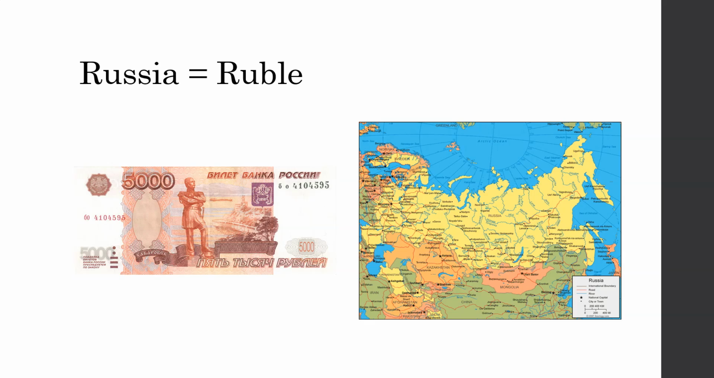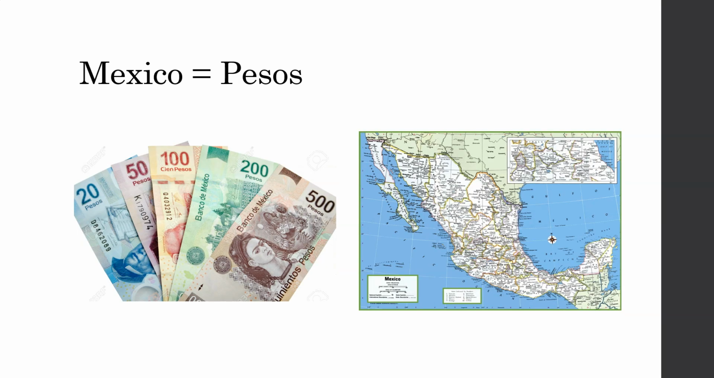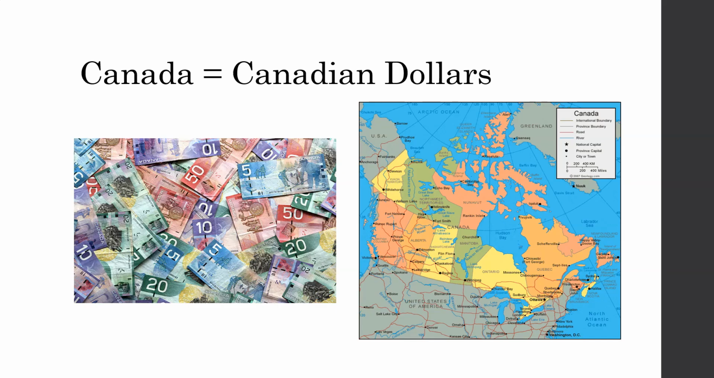You have the Russian rubles, which are cool looking. You have Mexican pesos, so that's something a little bit closer to us. There's a lot of different types of pesos when you go south of Mexico, and each country has its own variation of pesos, but they're not all the same. They're different. You have Canadian dollars.